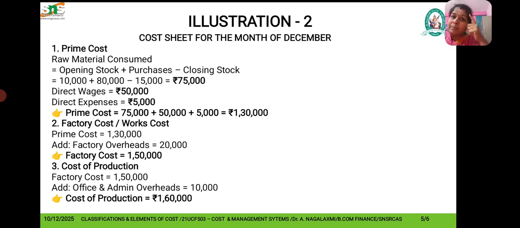Prime cost plus factory overheads constitute factory cost. So prime cost is 1,30,000. Factory overheads given in the sum is 20,000. So factory cost is 1,50,000 rupees. Now we are going to prepare cost of production. Cost of production is factory cost plus office and administration overheads. Factory cost we ascertained is 1,50,000 and the office and administration overheads given in the sum is 10,000 rupees. So if we add them, we get cost of production as 1,60,000 rupees.